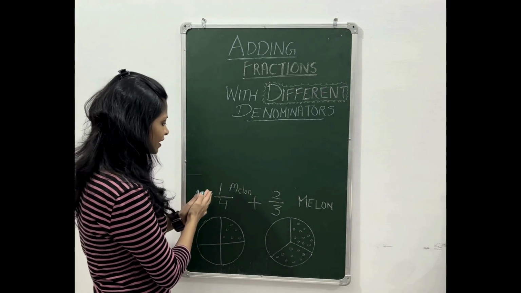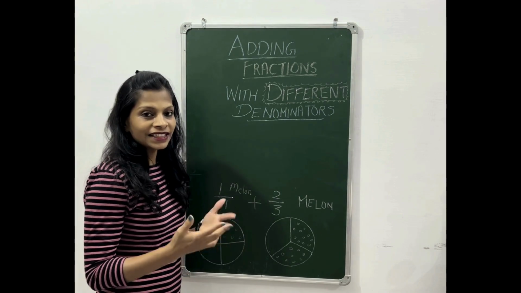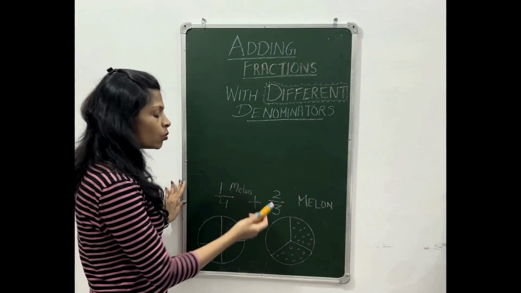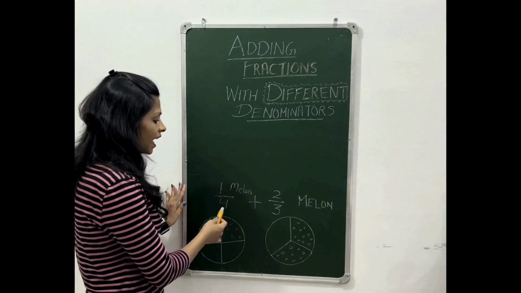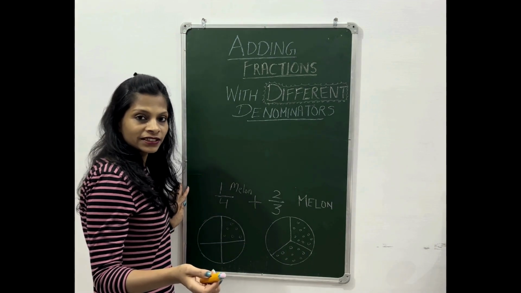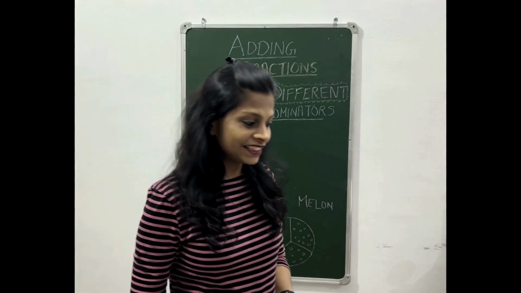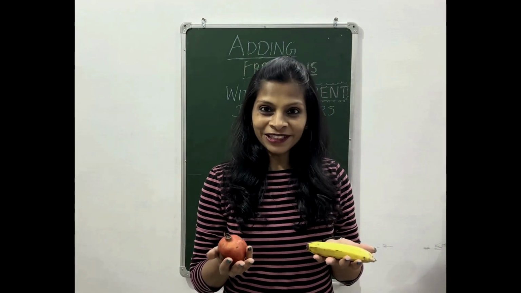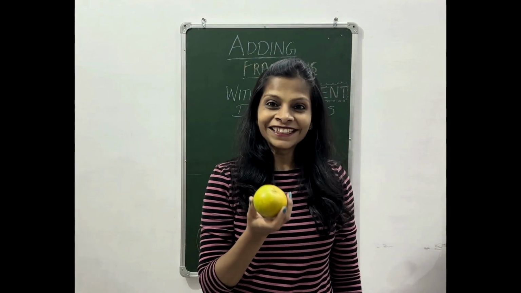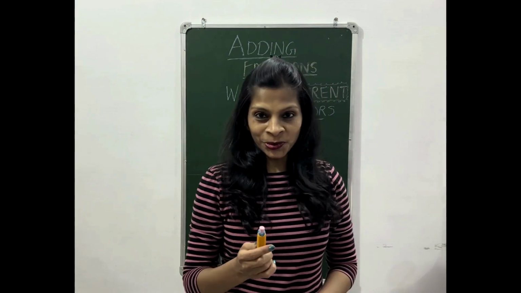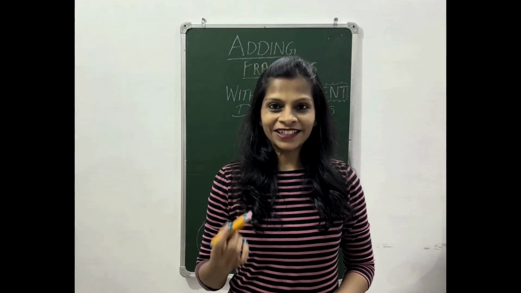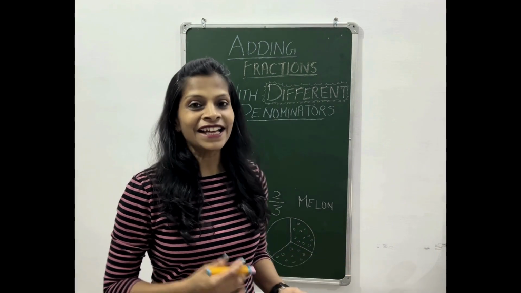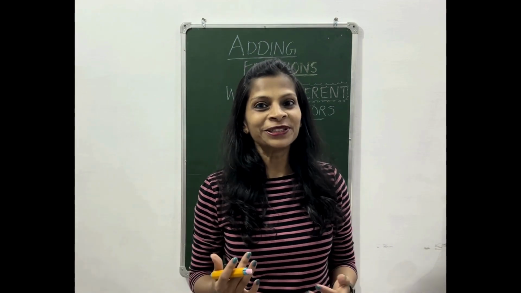Can you here just add 1 and 2 and then get the answer? It will be wrong to add just 1 and 2, the numerators, and 4 and 3, the denominators. It would be like adding bananas and pomegranate and calling it orange juice. So, to be able to add fractions, the denominators have to be the same. So, let's understand how to add the fractions with different denominators.